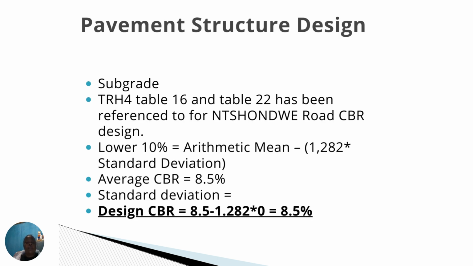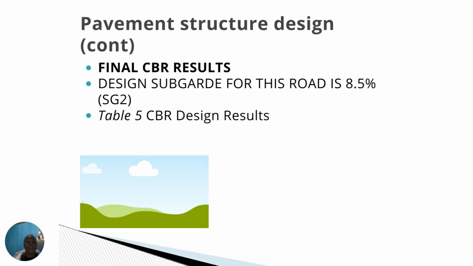The next slide is the pavement structure design. TRH4 Table 16 and Table 22 have been referenced for this NTSHONDWE Road CBR design. Now the next slide, the pavement structure design continued. The final CBR results: the design subgrade for this road is 8.5%.